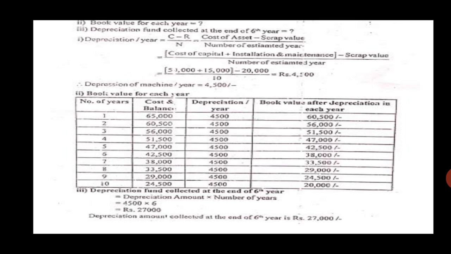The last year, 24,500 minus 4,500, that is 20,000 rupees. This 20,000 rupees is nothing but the scrap value you get after 10 years. Now the depreciation fund collected at the end of 6th year is the depreciation amount 4,500 rupees into 6 years, so 27,000 rupees. So the depreciation amount collected at the end of 6th year is rupees 27,000. So this is the very simple straight line method of depreciation.